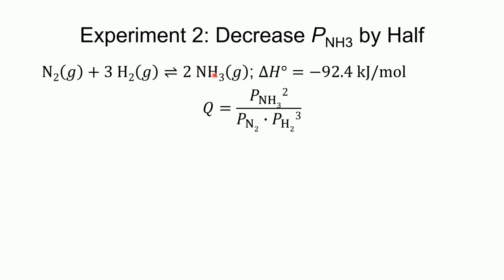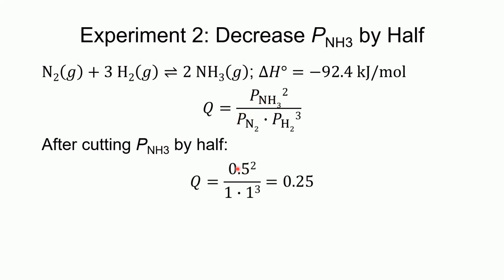So let's do a thought experiment. Experiment number 2, we're going to decrease the partial pressure of ammonia by half. So again, we're going to go back to our initial conditions where everything was 1 atmosphere, but we're going to decrease the partial pressure of ammonia by half. So that number up on top is going to become 0.5. So we'll get 0.5 squared over 1 times 1 cubed. That gives us a value of Q that is equal to 0.25.